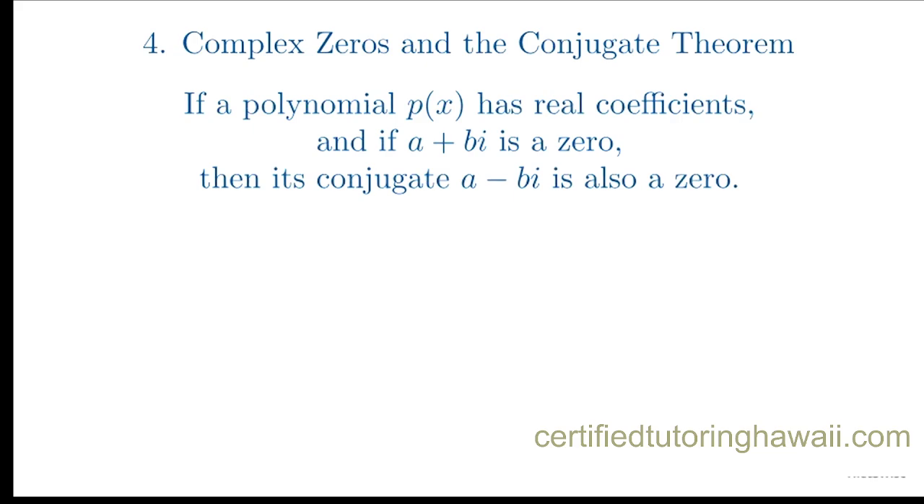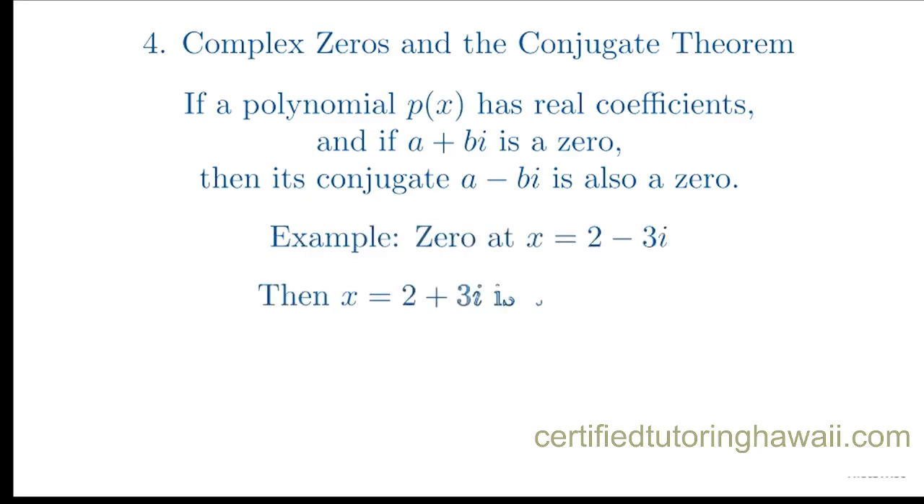This means complex zeros never come alone. They always appear in pairs. You can't have a polynomial with real coefficients that has just one complex zero. They must appear in conjugate pairs. Let's demonstrate why this is.